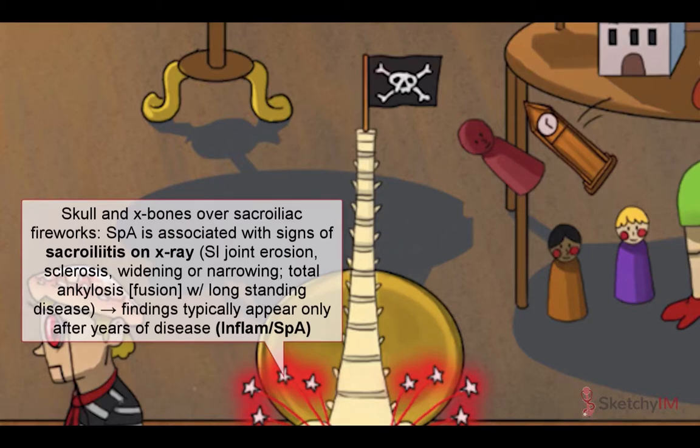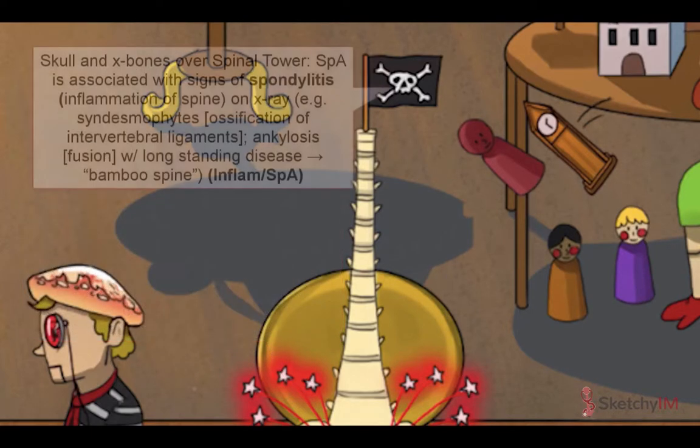Signs of sacroiliitis include SI joint erosion, sclerosis, widening or narrowing, and if severe enough, total ankylosis or fusion of the joint. Sacroiliitis is highlighted by these inflammatory sacroiliac fireworks underneath our recurring skull and X-bones flag. It's important to note, however, that it can take years before disease becomes evident on X-ray imaging.